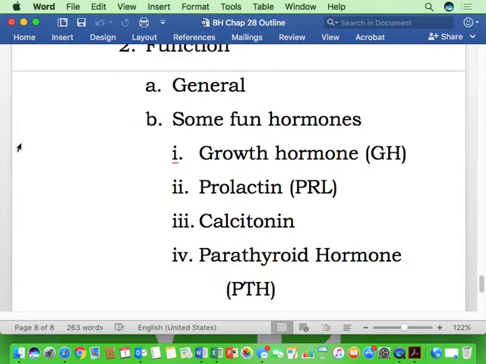Parathyroid hormone. Parathyroid hormone is produced by the parathyroid, as its name suggests, and the parathyroid sits kind of piggyback on your thyroid, and your thyroid's in your throat, your lower throat region. Parathyroid hormone is produced in response to low blood calcium.